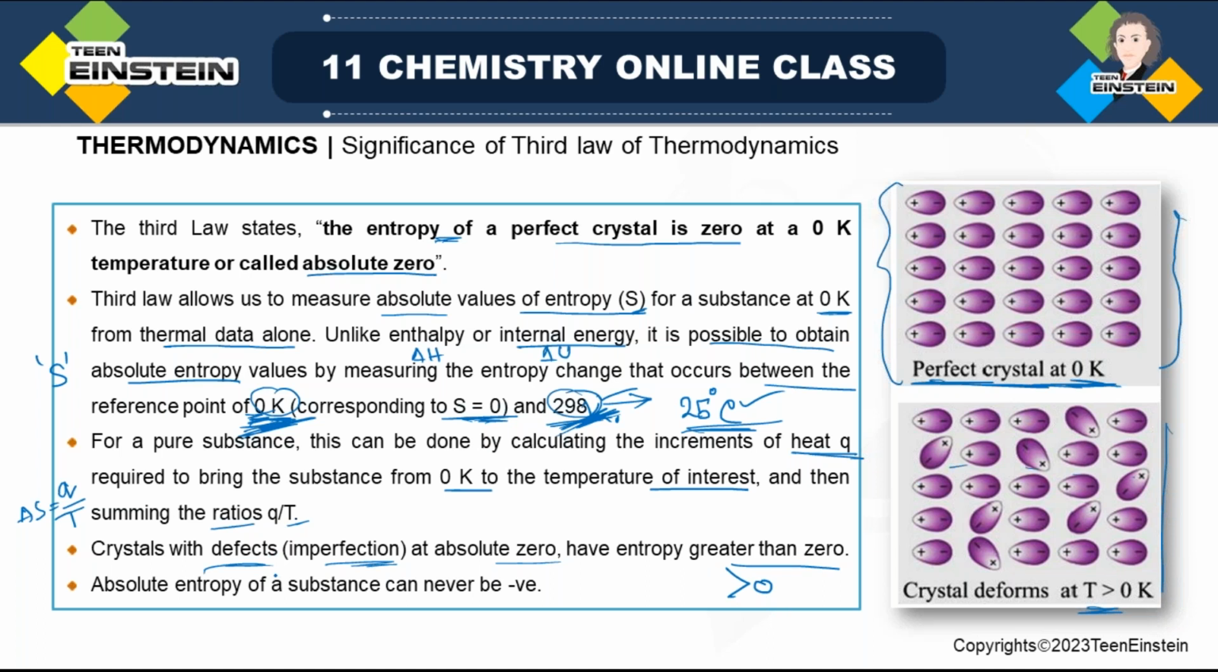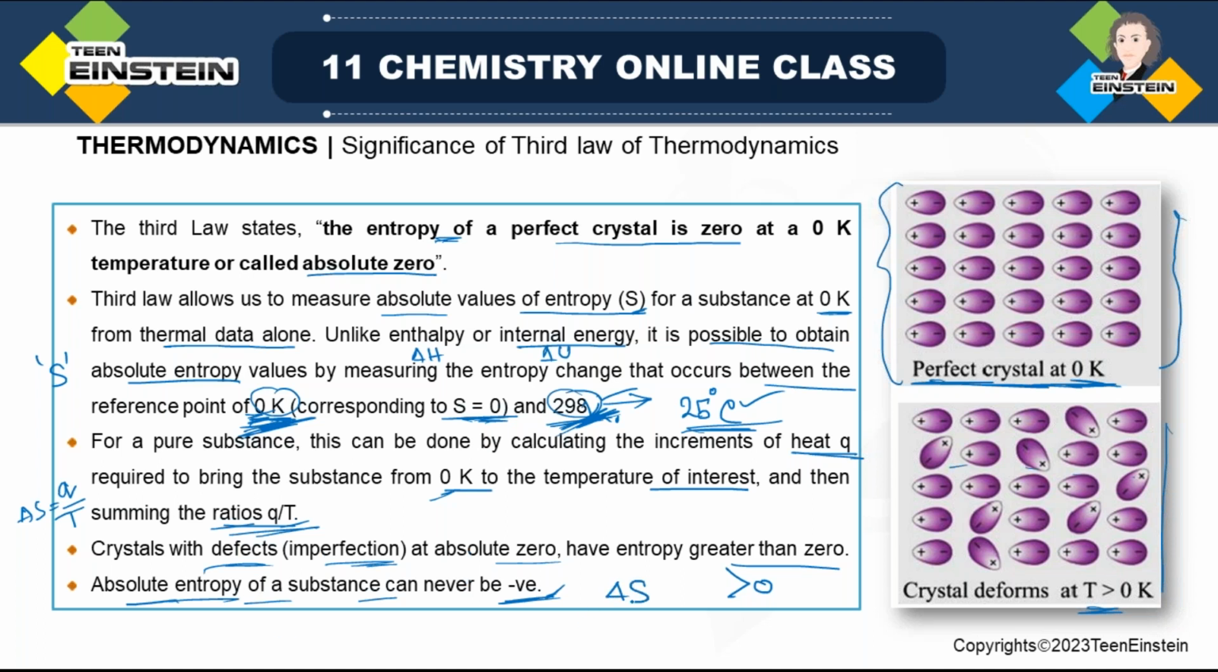Fine. And one more important point, absolute entropy of a system or substance can never be negative, because the reference point is always giving you S equal to 0. So the temperature of interest where you want to measure, when you sum this ratio of Q by T, obviously it will always be positive. It is not possible to be negative. As we are considering 0 at 0 Kelvin, that is the minimum value possible. So negative value of absolute entropy is not possible.